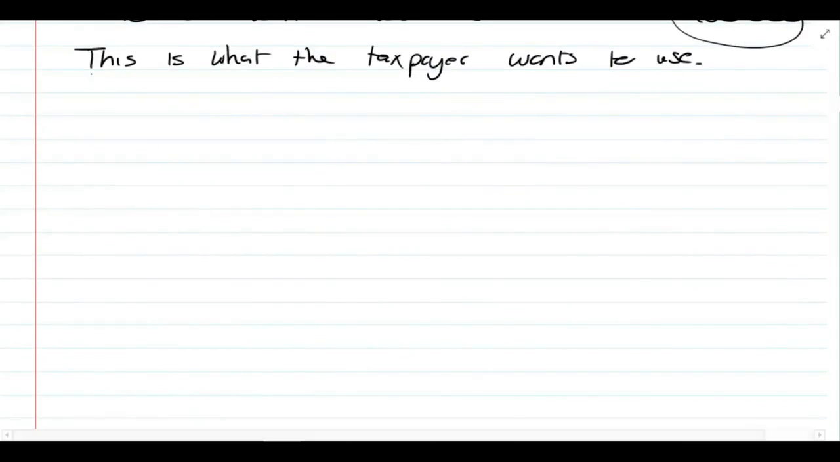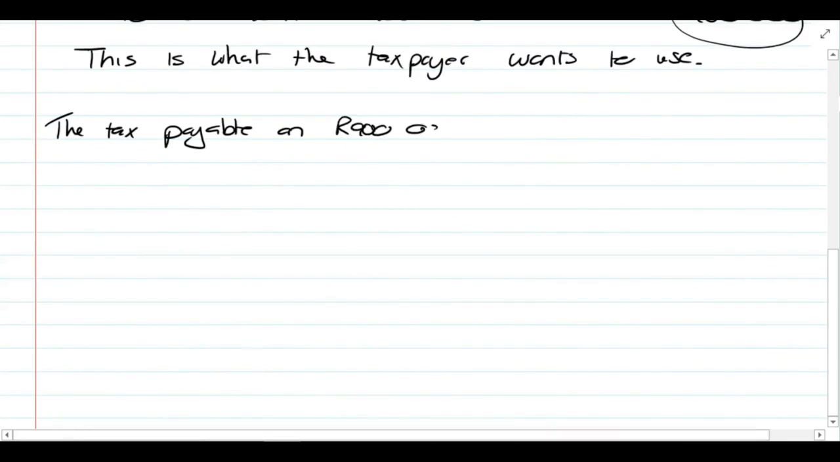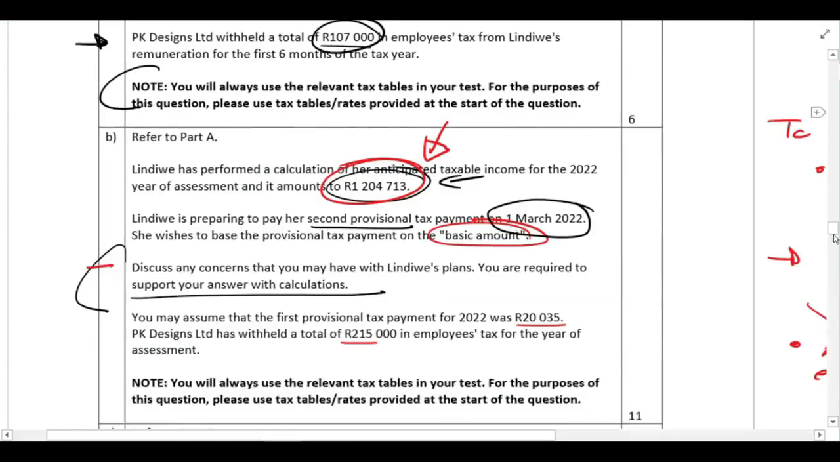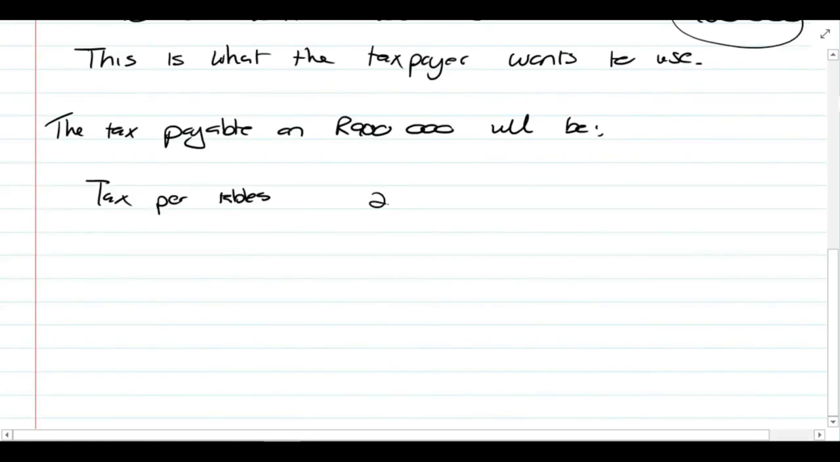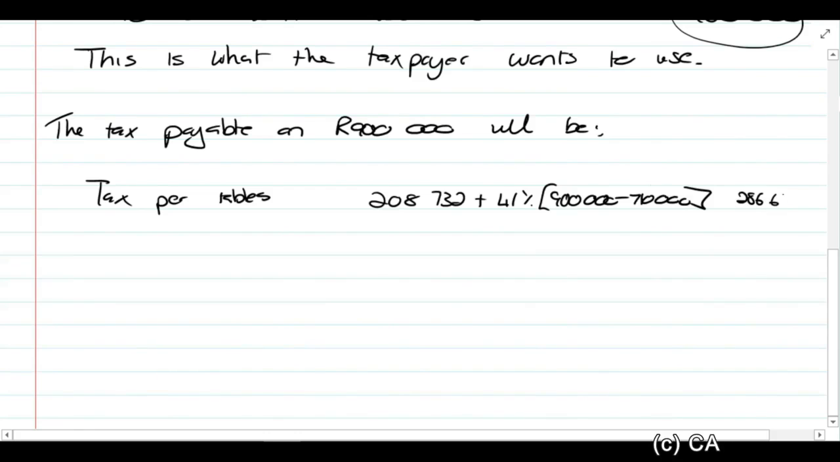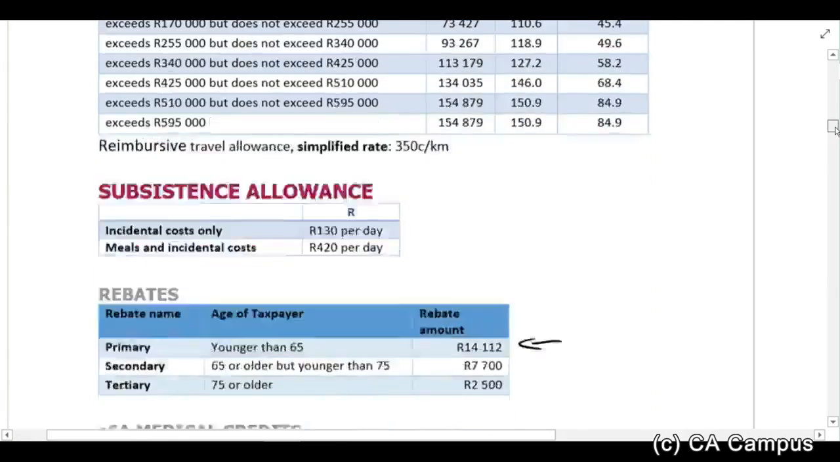So, the tax payable on 900,000 will be, going to our tax tables, 208,732 plus 41% of the amount which exceeds 710,000. That gives 286,632. From that we deduct the primary rebate of 14,112, which gives 272,520.